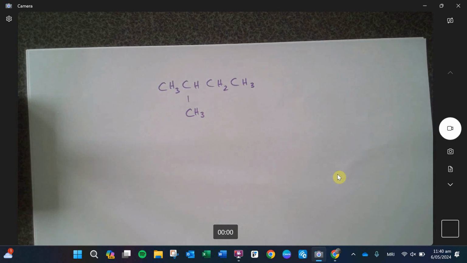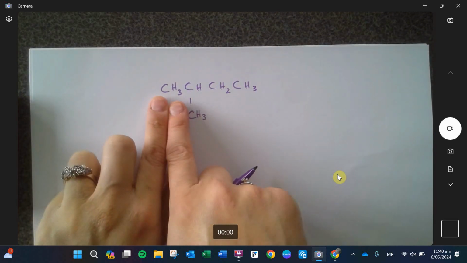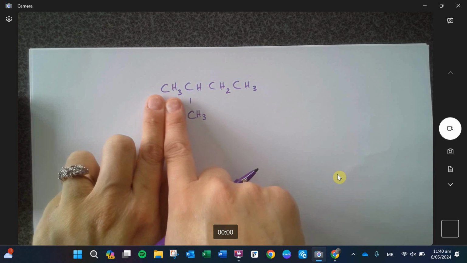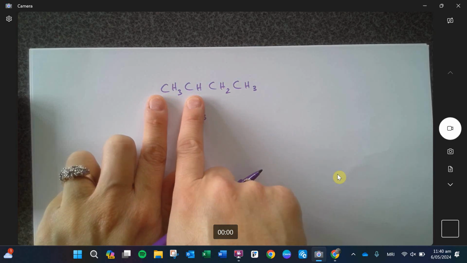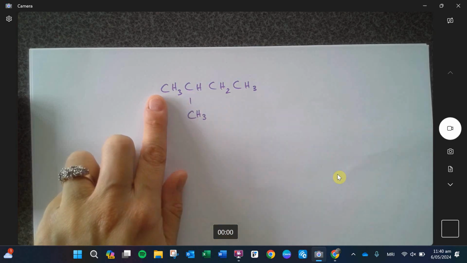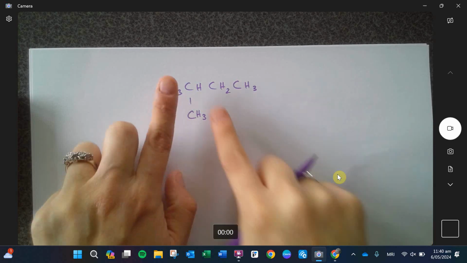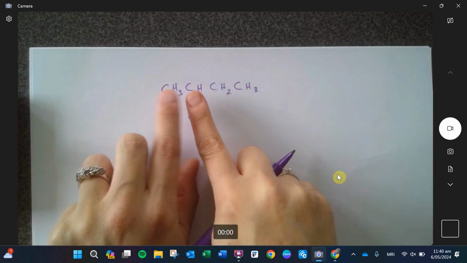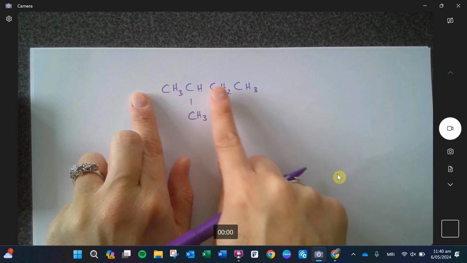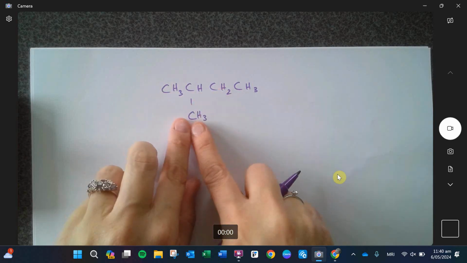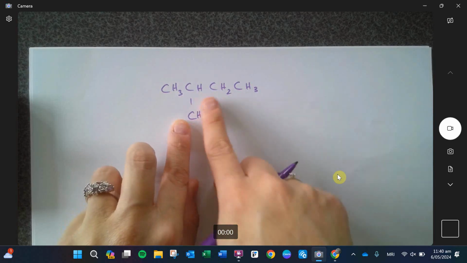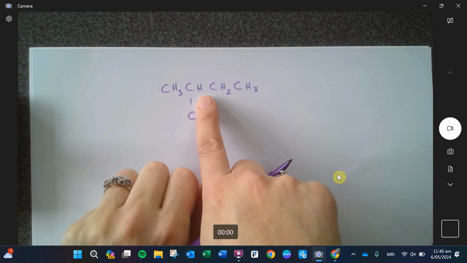Just FYI, the way I'm figuring out how many hydrogens to add depends on how many things are bonded to that carbon. So this end carbon is bonded to 1 carbon, so that means I have 3 more spaces to fill, thus I need 3 hydrogens. This middle carbon here is attached to this carbon here, 1, this carbon here, 2, this carbon here, 3, so it only needs 1 hydrogen.